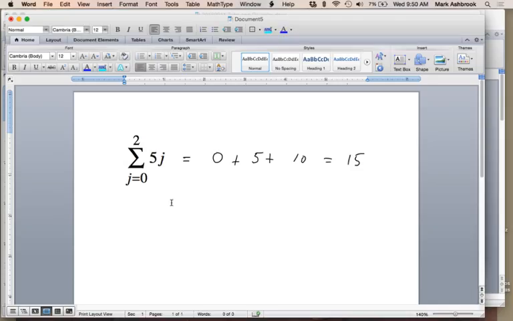And then specifically, which things are we summing up? We're summing up those things when first j equals 0, and then when j equals 1, and then when j equals 2. This tells us the first value of j to start at, and then where to stop.